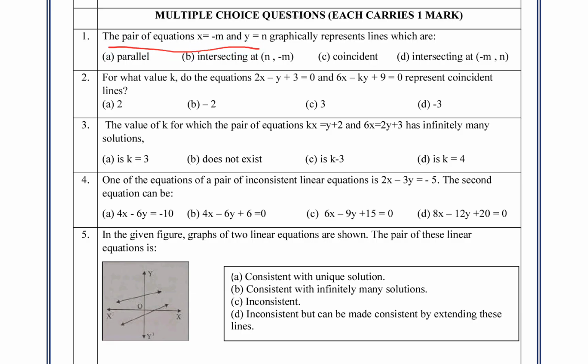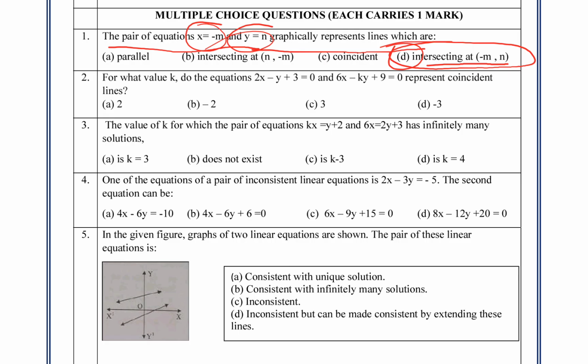The pair of equations x equals minus m and y equals n graphically represent lines which are, see that x equals m and y equals n. For the pair of equations, they have given the clue. Graphically we have to represent means that it is intersecting. It is intersecting at minus m comma n. So D is the answer for the first one.